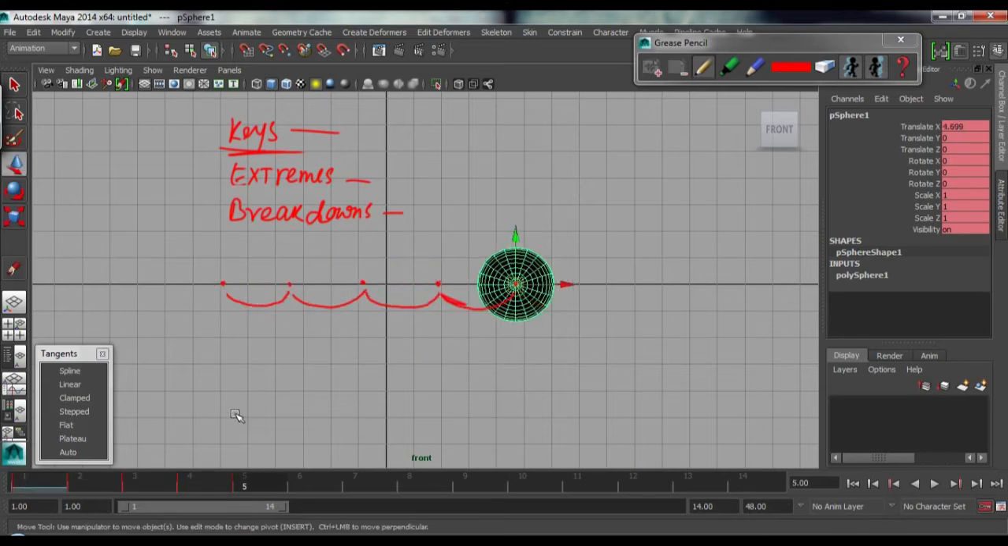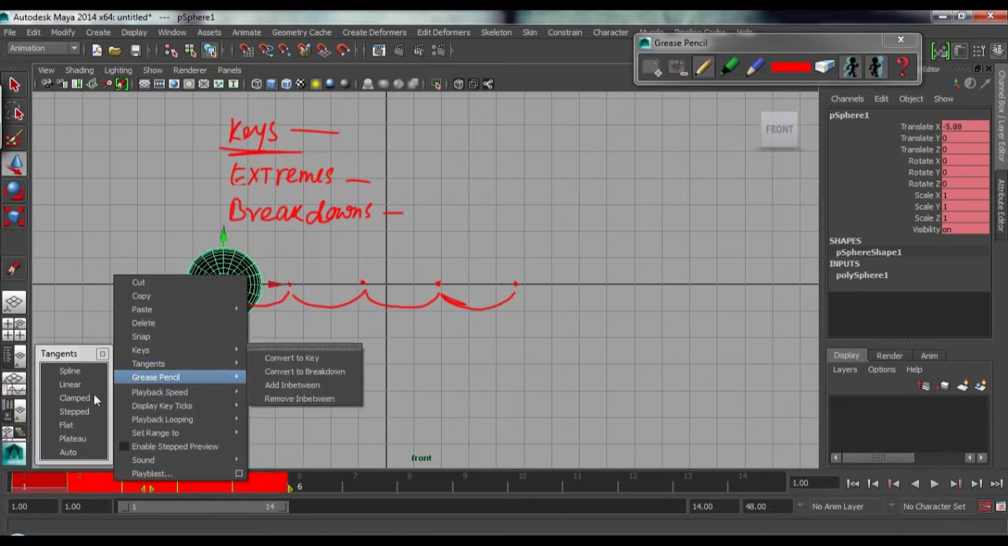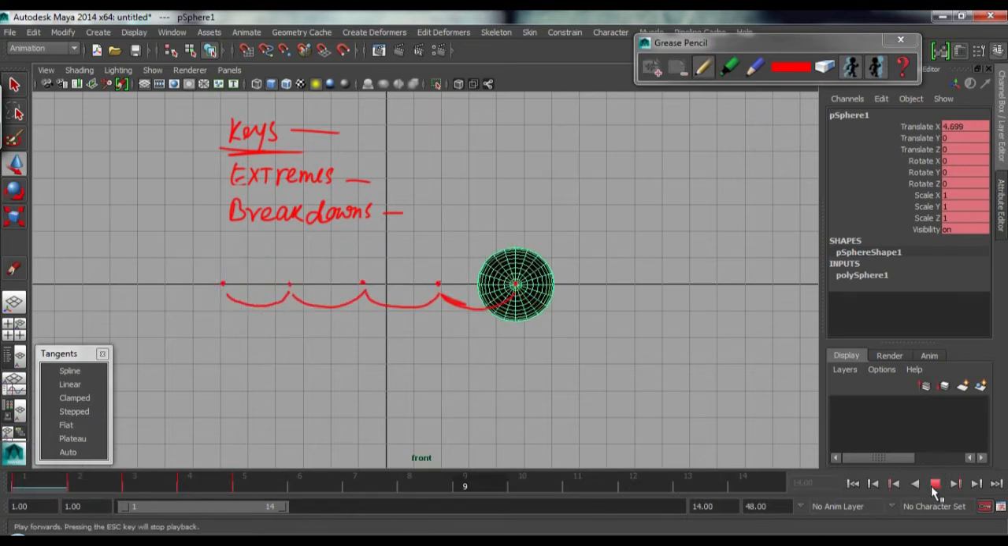We can easily achieve this same effect using the graph editor, but why didn't we do that? Let's take a look at your graph editor.